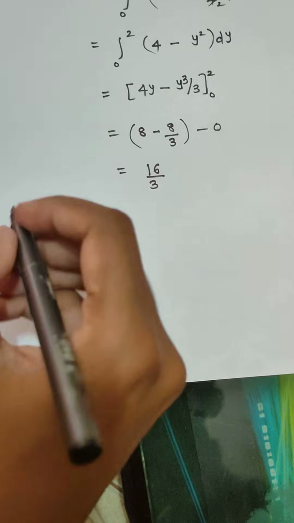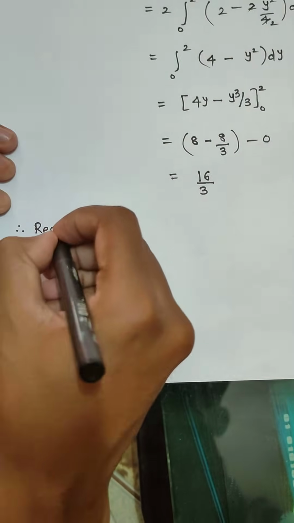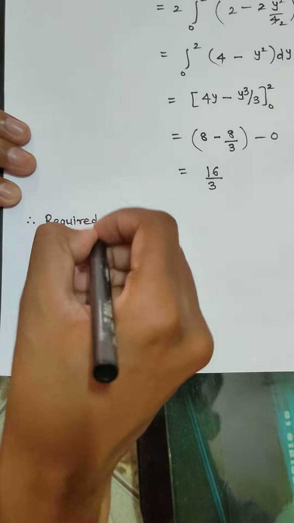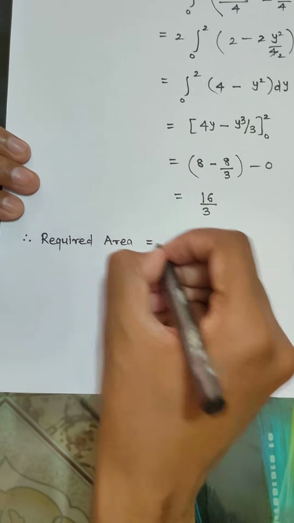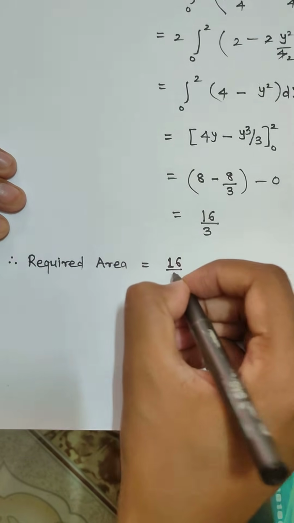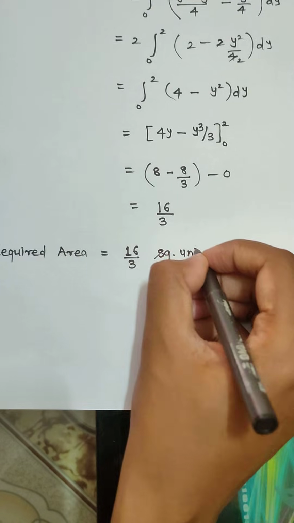As I said in the earlier learning video also, it's good practice to write the final answer. Required area is equal to 16 by 3. Just because this is area, don't forget to write square units.